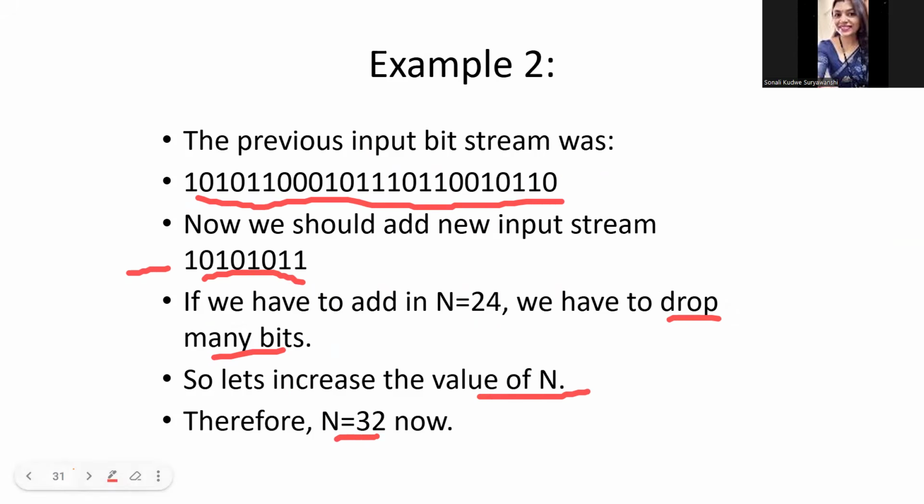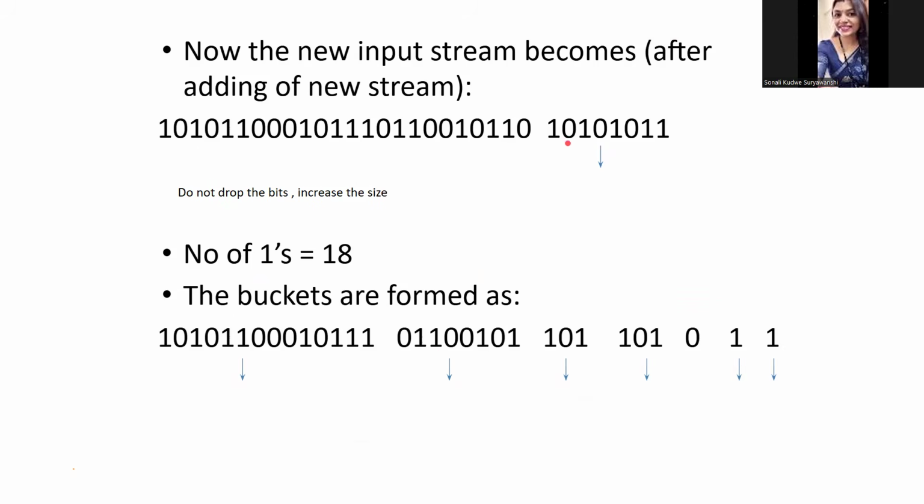So instead of showing it as a 24 bit now, because there are many bits which have been added to the stream, we will increase the size of n, which is 32. Now let's add this stream to this already available stream. Again, we do the same thing. We need to find out the number of buckets in the stream.